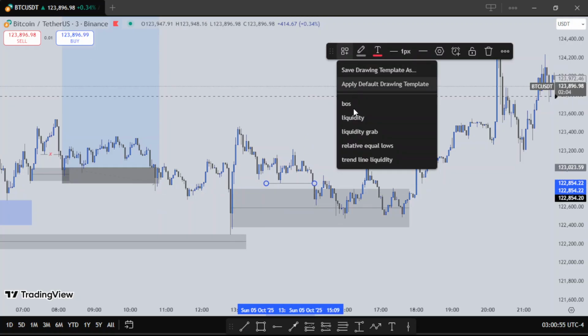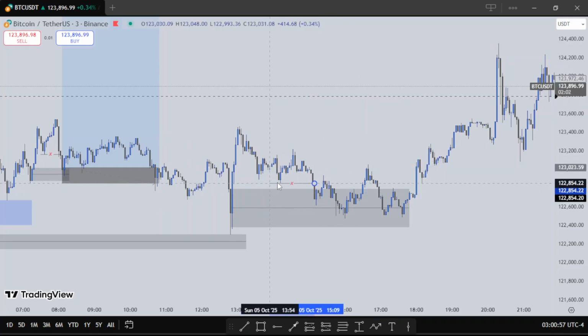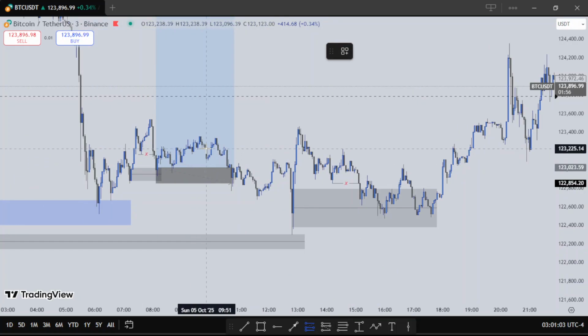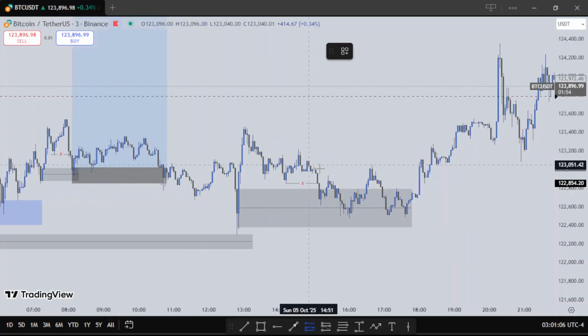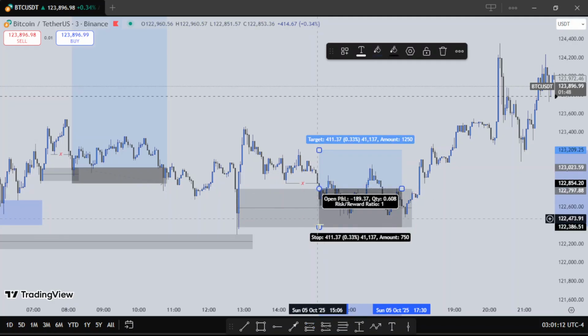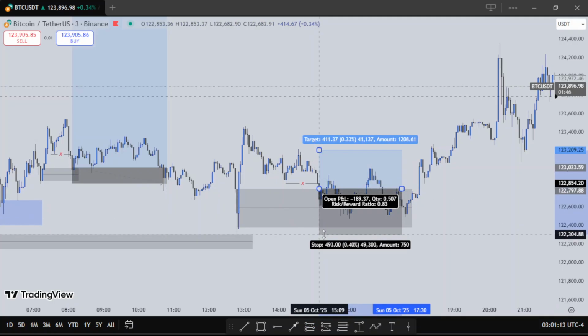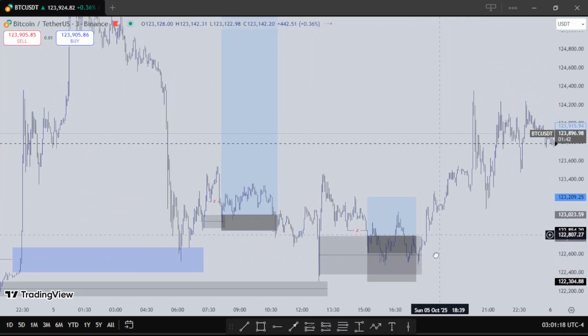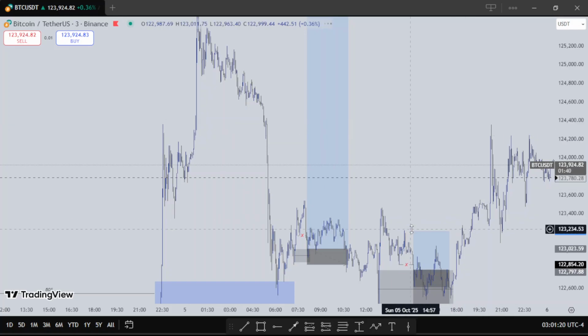I was contemplating taking this setup again, because I had just been stopped out, and I didn't want to take 2 losses in a row. That would be against my rules. So I just closed my laptop and left the trade. I didn't take this trade actually.